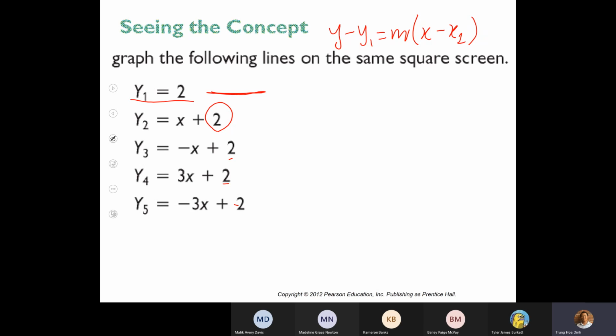2, 2, 2, y-intercept. Now we graph them, okay? So you have the y-intercept, that means we have one point already. You see that? You have one point already. And you look at the equation, you can see the slope. What is the slope of the first straight line?